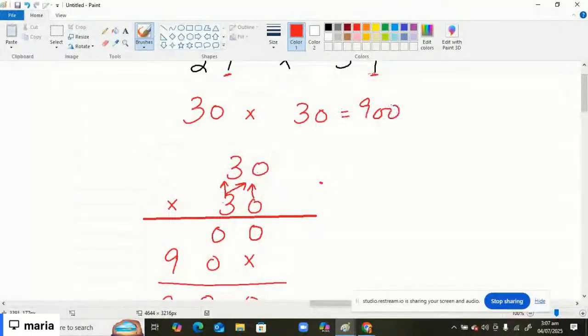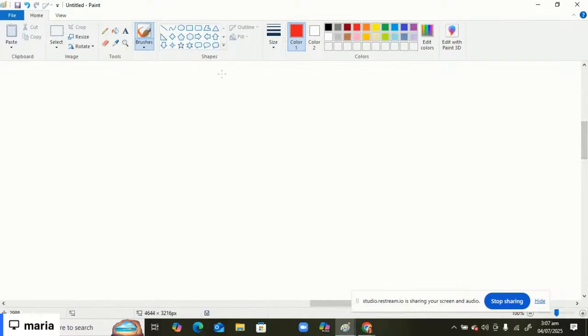Now let's take some other numbers and then we just multiply, okay? One by one. So here I'm going to write, for example, the number 18 and the number 78.